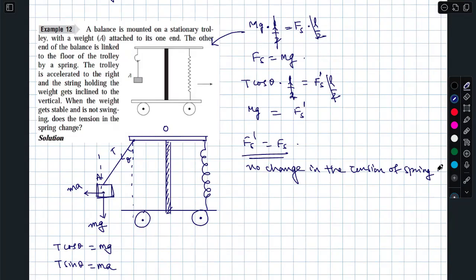Okay, right. Any doubts? Dakshesh, confirmation from your side. Okay, right. Thank you.